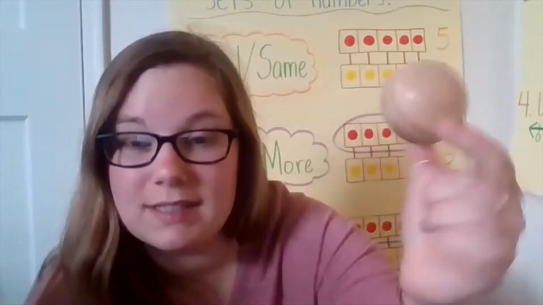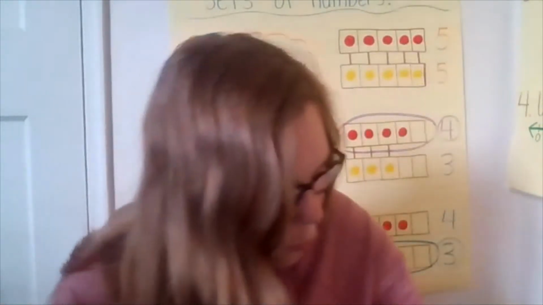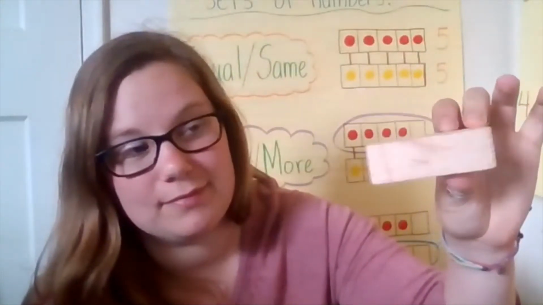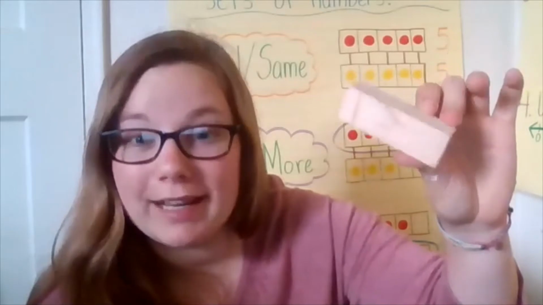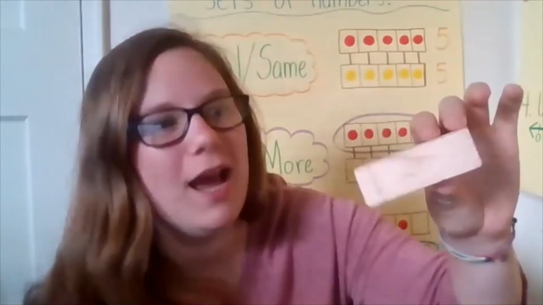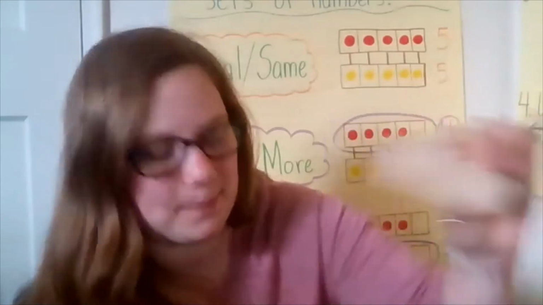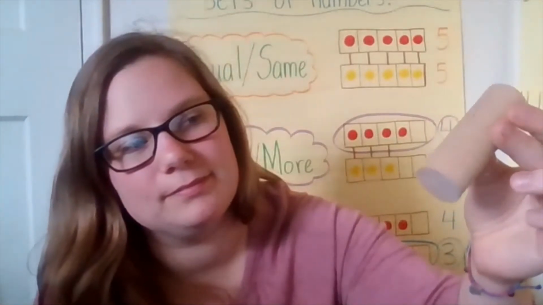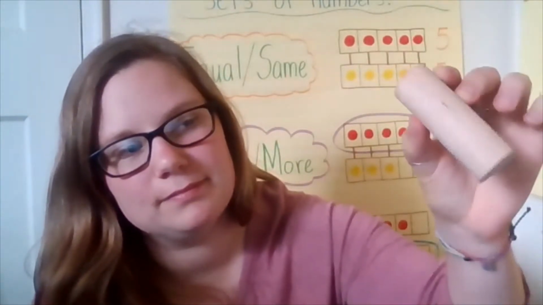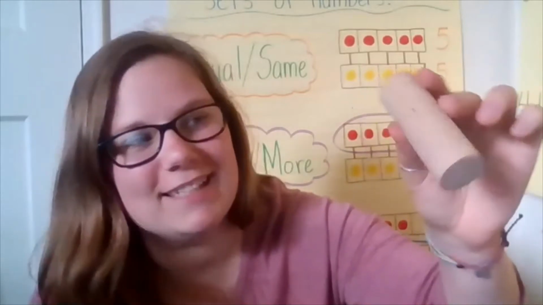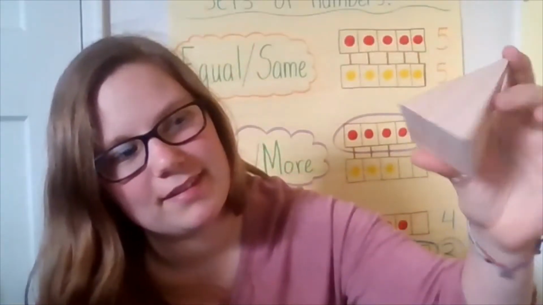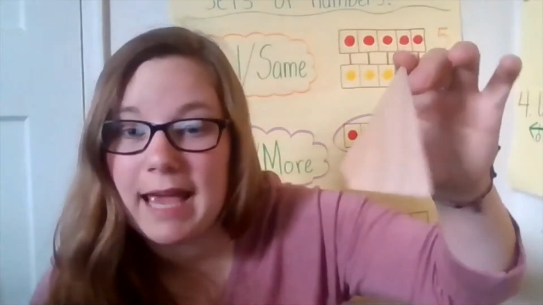A sphere. This is a sphere. What is this shape? A rectangular prism. This one was the tough one. A rectangular prism. What is this shape? A cylinder. This is a cylinder. Okay, and what is this shape? Pyramid. This is a pyramid.